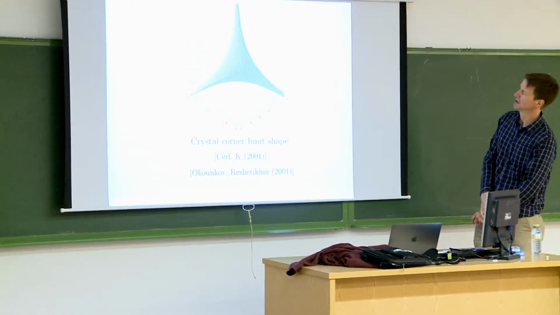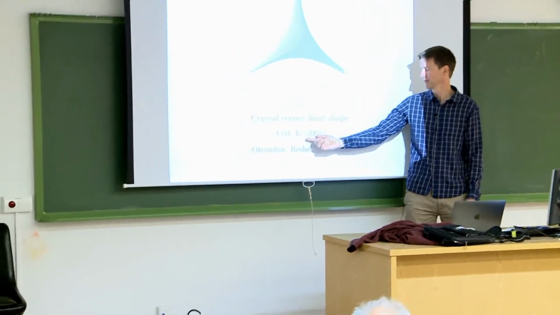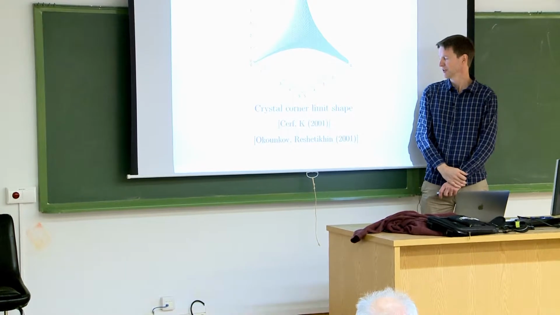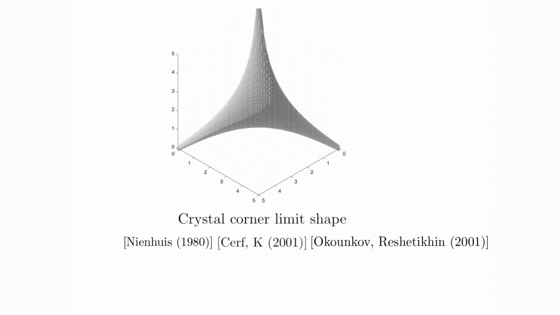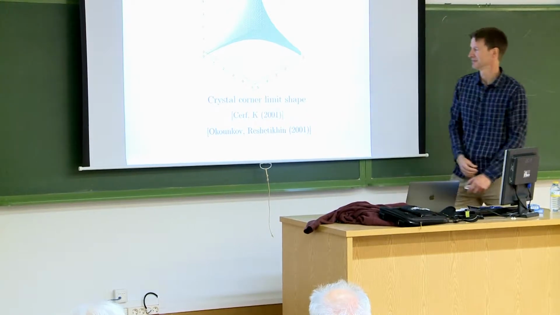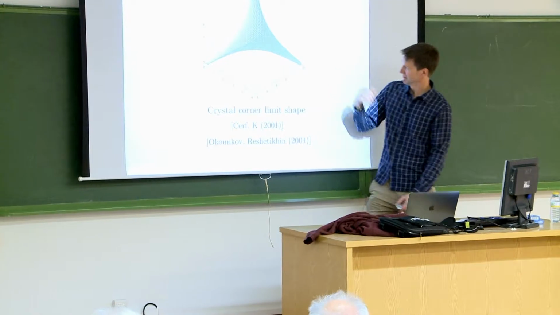That limit shape was computed. Well, we computed it with Raphael Kenyon in 2001, and roughly the same time, Okounkov and Reshetikhin computed this. But later on, we discovered that it had been computed back in the 80s by physicist Nienhuis. But there is some nice limit shape there.